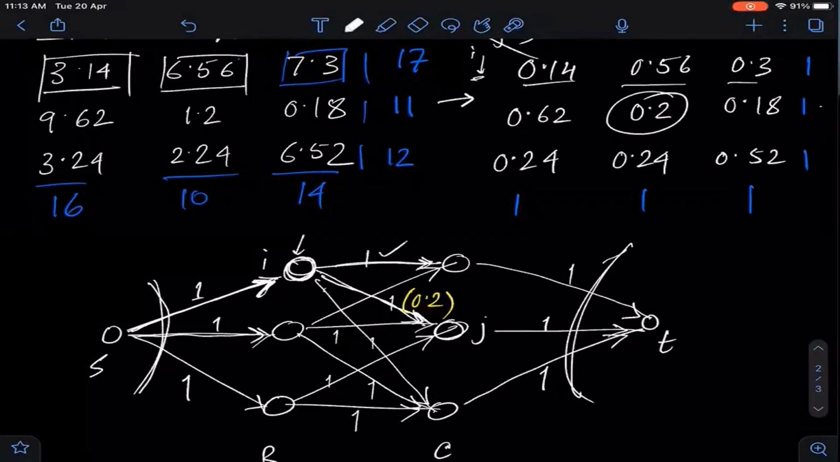So in fact, this is a general theorem as well. If there exists a fractional max flow, there will always exist an integral max flow, given that the capacities are integers. Okay, further questions?